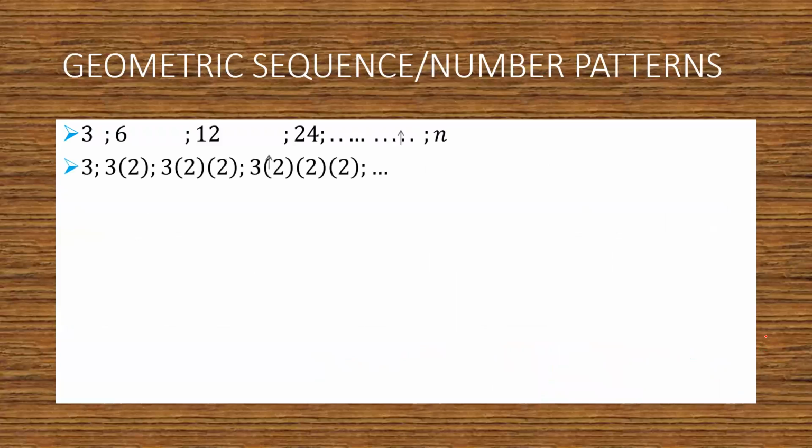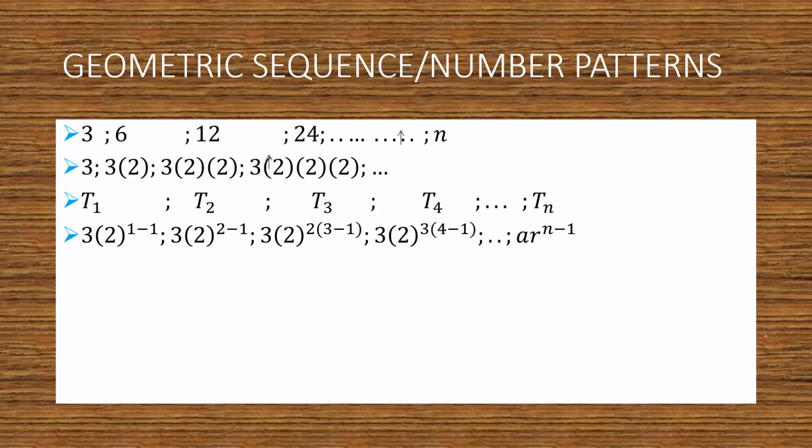So basically, this is what I've just done, and I'm just showing you how they got it. This is the general term. What is A? What do you think A will be? A will be 3, which is your first term. Agreed. And what will R be? R will be 2, which is your common ratio. Do you agree? Yes.